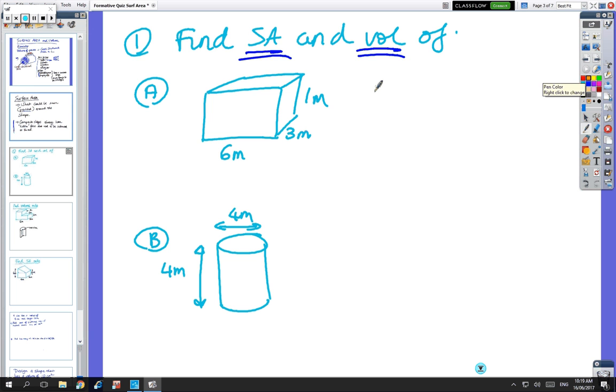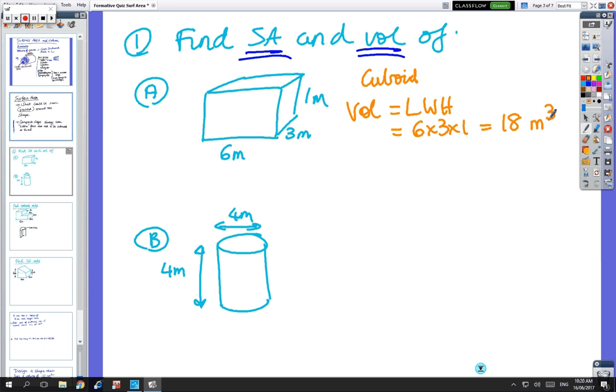Okay, so the first shape is a cuboid. We'll do the volume first because that's easy. That's LWH. So we've just got 6 by 3 by 1. So the answer is 18, and we're in volume, so the units are cubed.